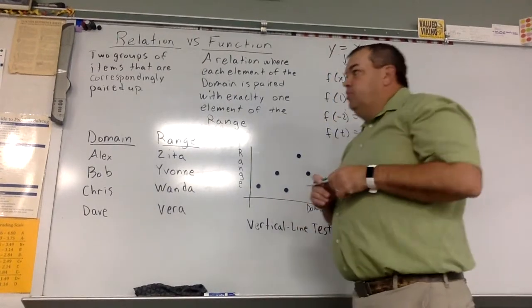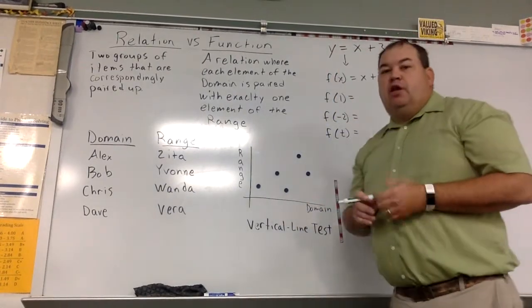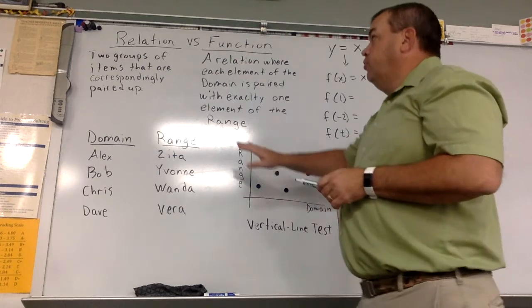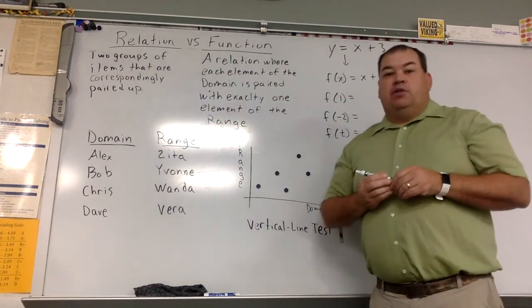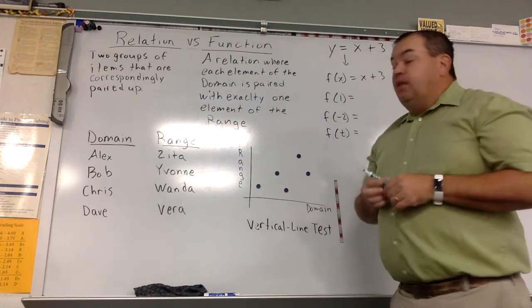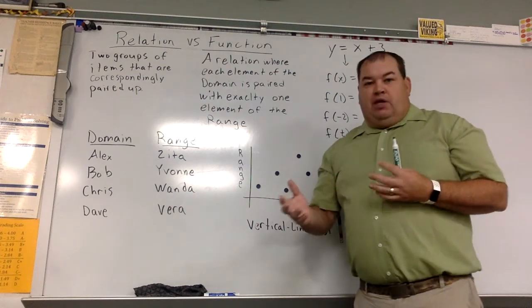Today we're going to talk a little bit about the difference between a relation and a function. So let's start with a relation. A relation is just two groups of items that are correspondingly grouped up or paired up. Typically we call these domain and range.